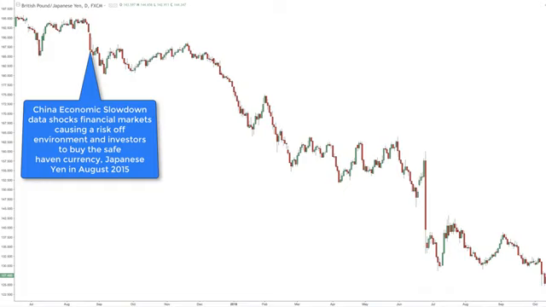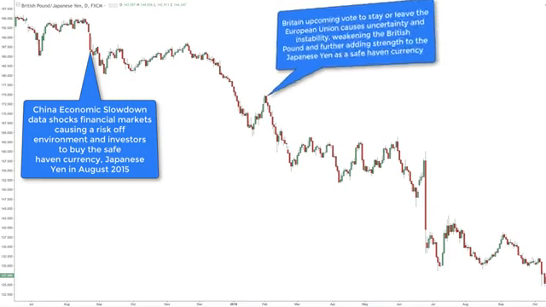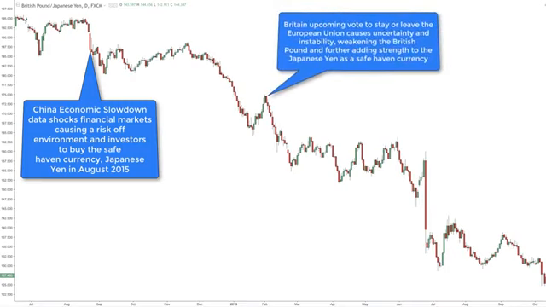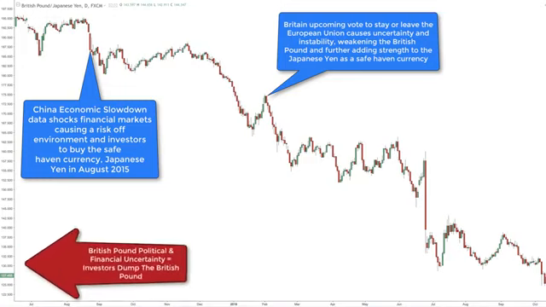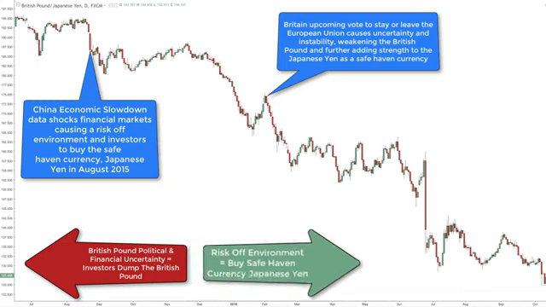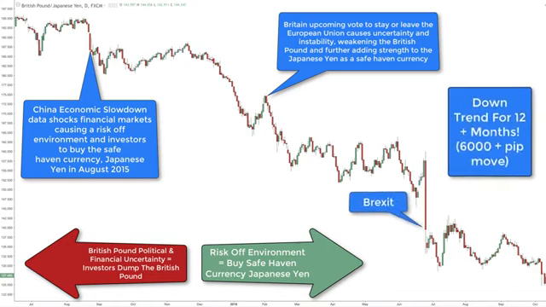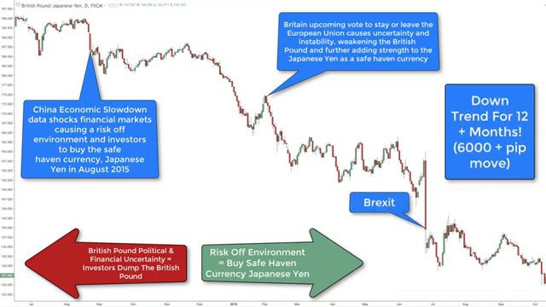Also in late 2015, early 2016, the United Kingdom vote to stay or leave the European Union, otherwise known as Brexit, was coming into focus. This created uncertainty both financially and politically for the value of the British pound. The Japanese currency gained in strength on both the risk-off environment created by China as well as Brexit voting uncertainty, while the British pound suffered.